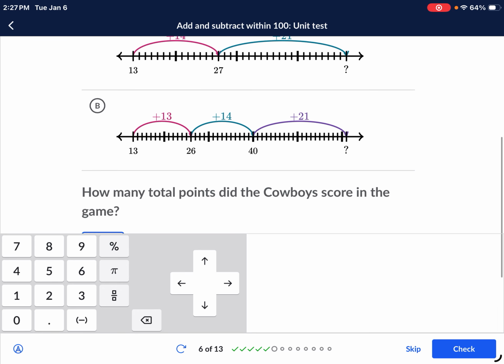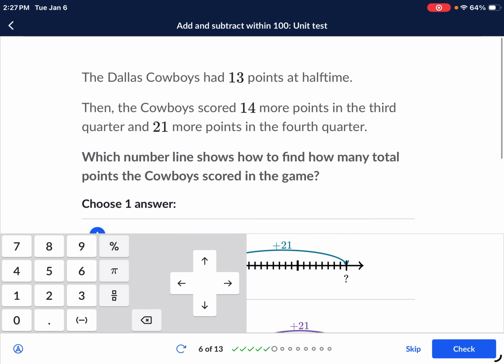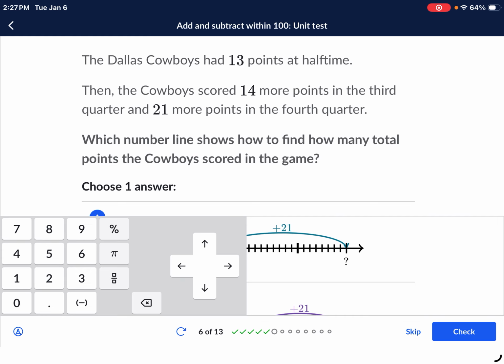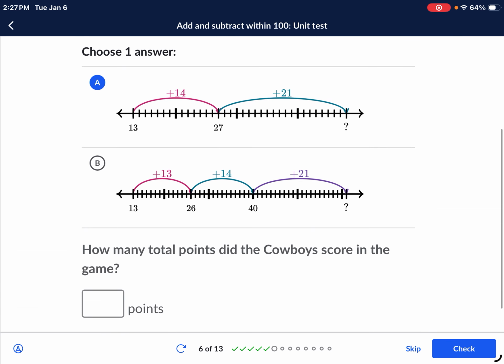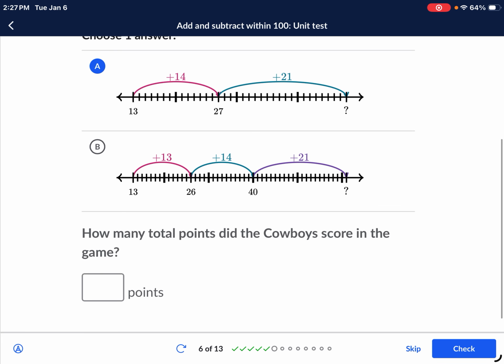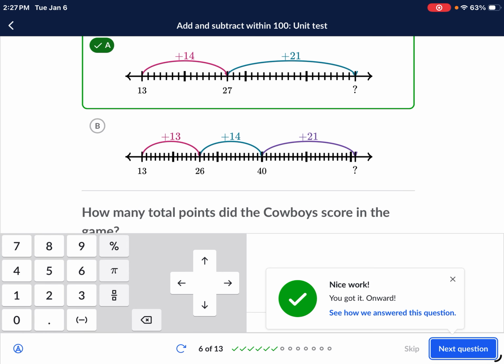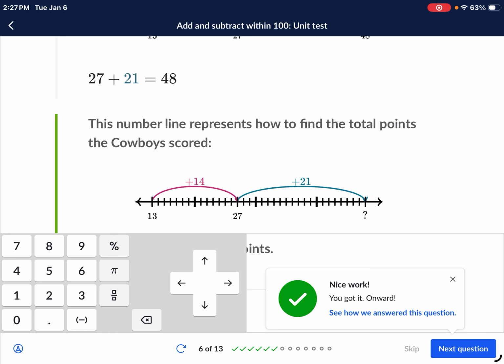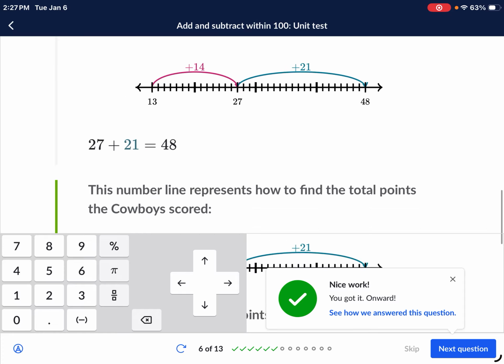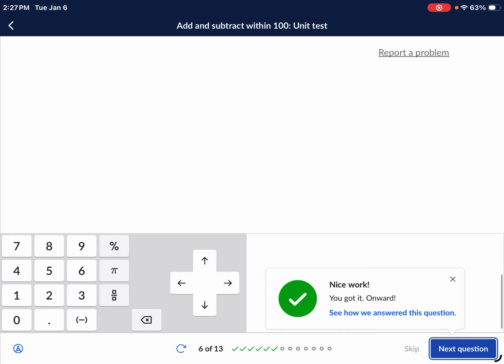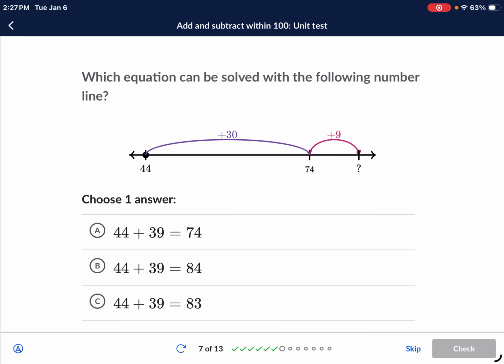But then here comes the real challenge. 13 plus 14 plus 21. So they kind of give us a hint here, so it's 27 plus 21. But the answer is actually 48. Well, for some reason this didn't get an answer, but if you want, you can actually see how they answer the question. It's basically just a hint. So yeah, you can just check out how to do it at the end too.